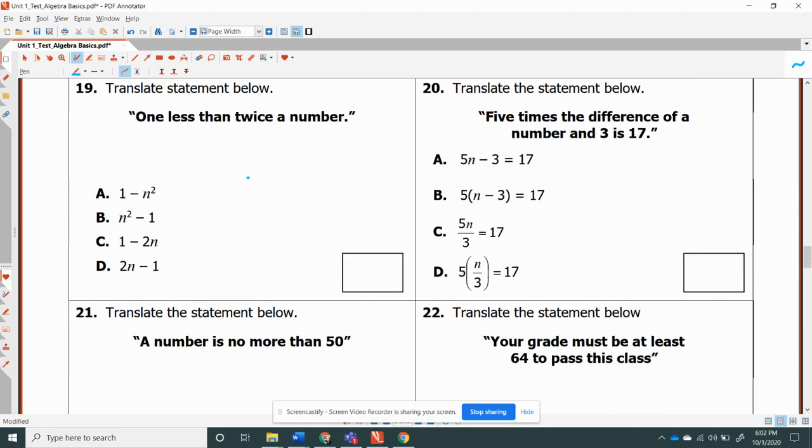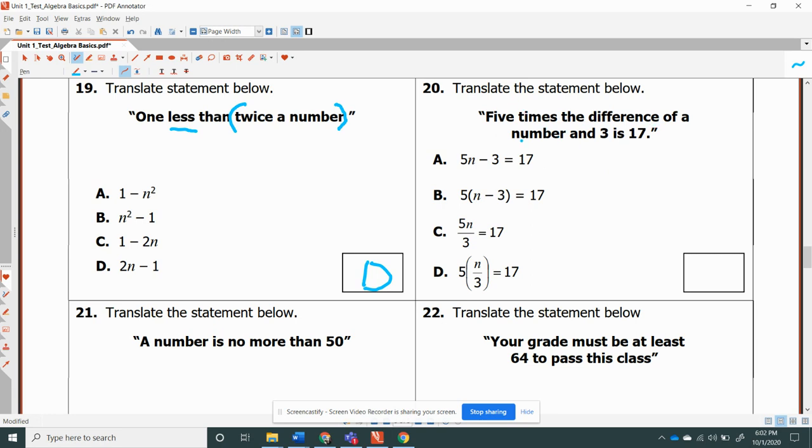Okay, 1 less than twice a number. When you see twice a number, I want you to think grouping. So that's 2n. So 1 less means subtraction. So we need a 2n minus 1, which is D. It's not twice a number minus 1, that would be C. It's 1 less than twice a number. That's one of our turnaround phrases.